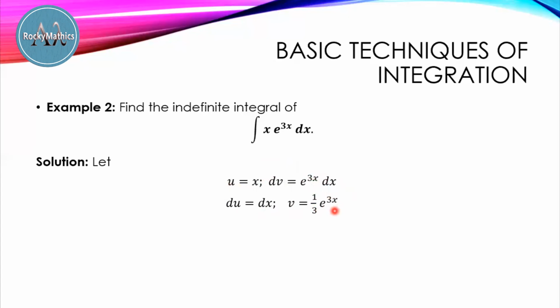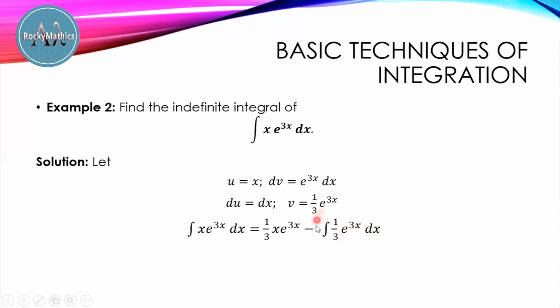Okay? Then using the formula of integration by parts, we have integral of u dv is equal to uv minus integral of v du. So we start with our uv. What is our u? It is x. What is our v? Our v is 1/3 e raised to 3x. That's why we have x times 1/3 e raised to 3x minus the integral of v du. What is our v? Again, it is 1/3 e raised to 3x, and our du is dx. That's why we have integral of 1/3 e raised to 3x dx.